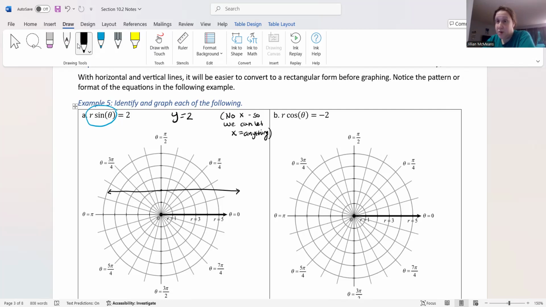So no matter what theta you choose, when you take sine of that and then multiply it by r, you're always going to get out a 2 as the result. Okay, so that ends up giving us a horizontal line. Remember, we always associate sine with y.